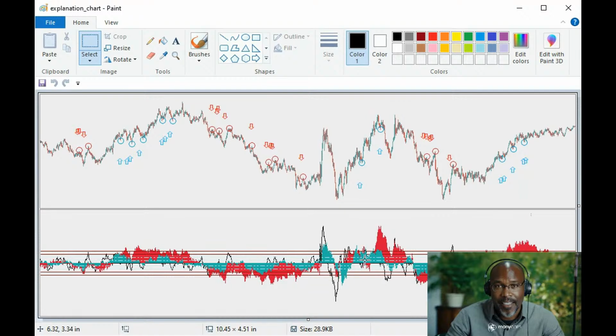When both the green and the red lower panel histograms are on one side or one half of the lower panel price anomaly channel, the upper half or the lower half.